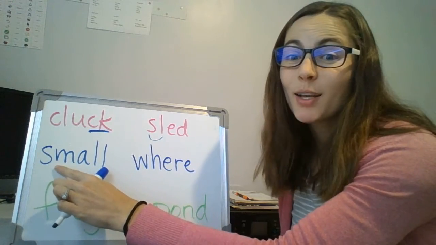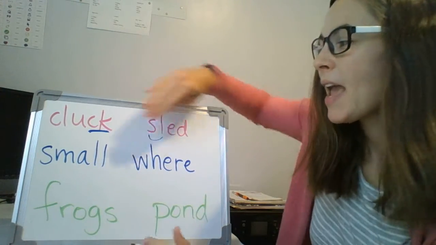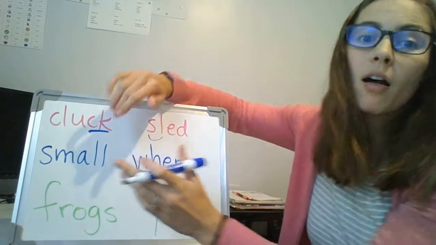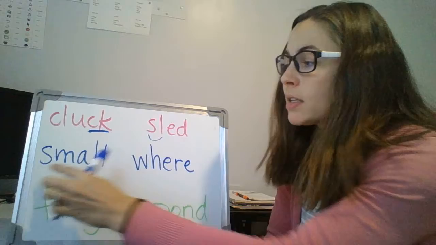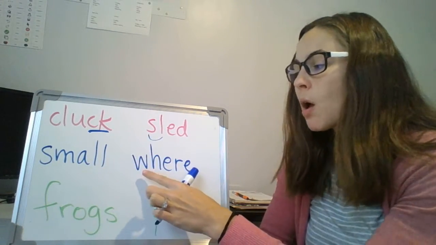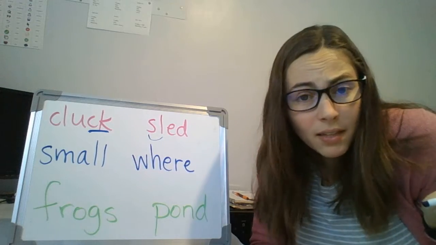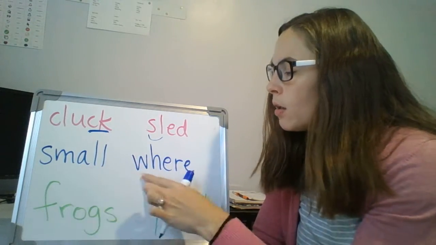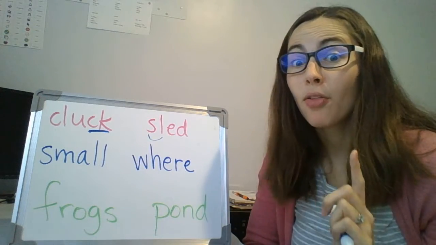First word is small. If I ever see the A and the L in a word, I say aw. It kind of sounds like aw. Small. Small. And this word is where. Like, where did my things go? Where? Can you read those ones with me? Small. Where? Good job.